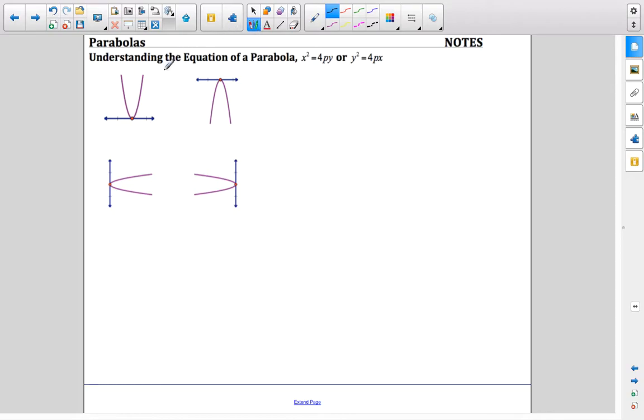So for a parabola that's opening up, this is going to look like x squared equals 4py. When it's opening down, it's going to be x squared equals negative 4py. And when a parabola is opening to the right, it will look like y squared equals 4px. And when it opens to the left, it will look like y squared equals negative 4px.